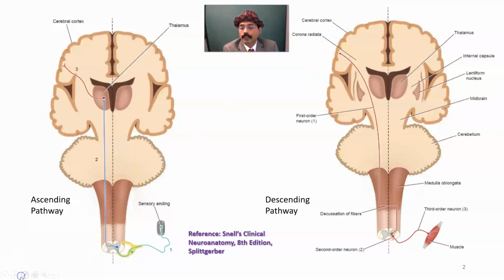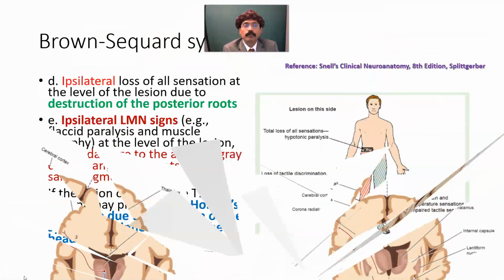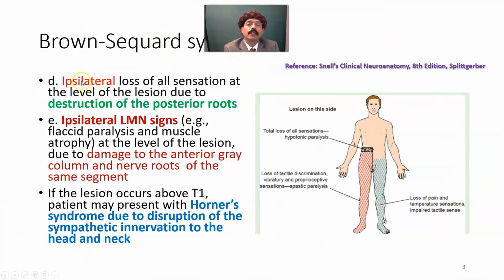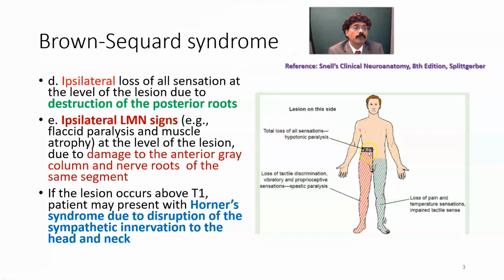Now we'll look at ipsilateral loss of all sensation at the level of the lesion due to destruction of the posterior root here. Total loss of all sensation. Here is total loss of all sensation. There will be hypotonic paralysis.